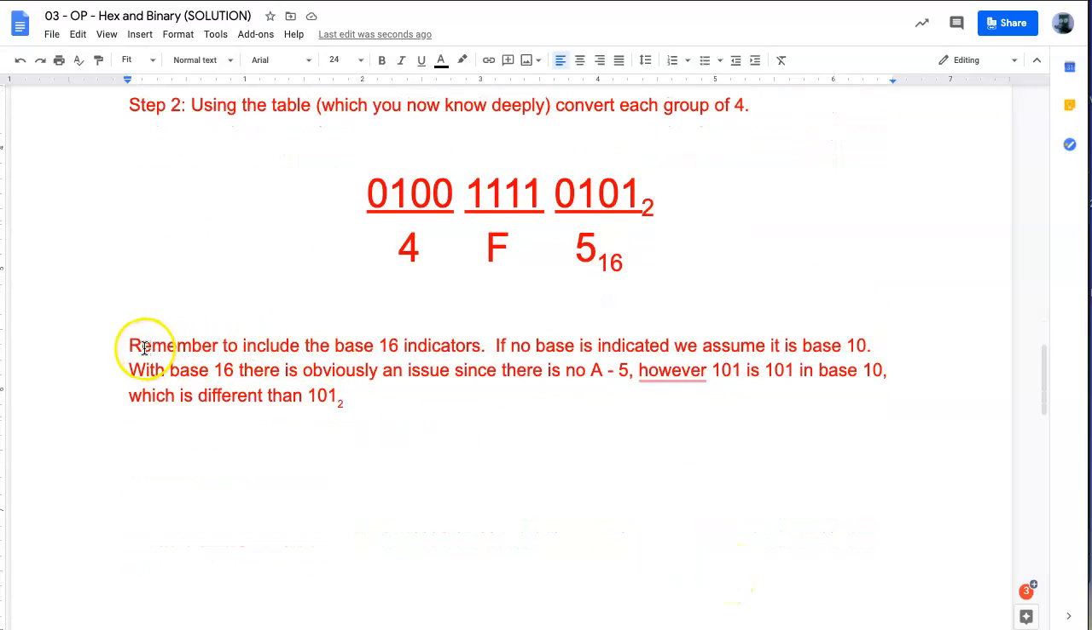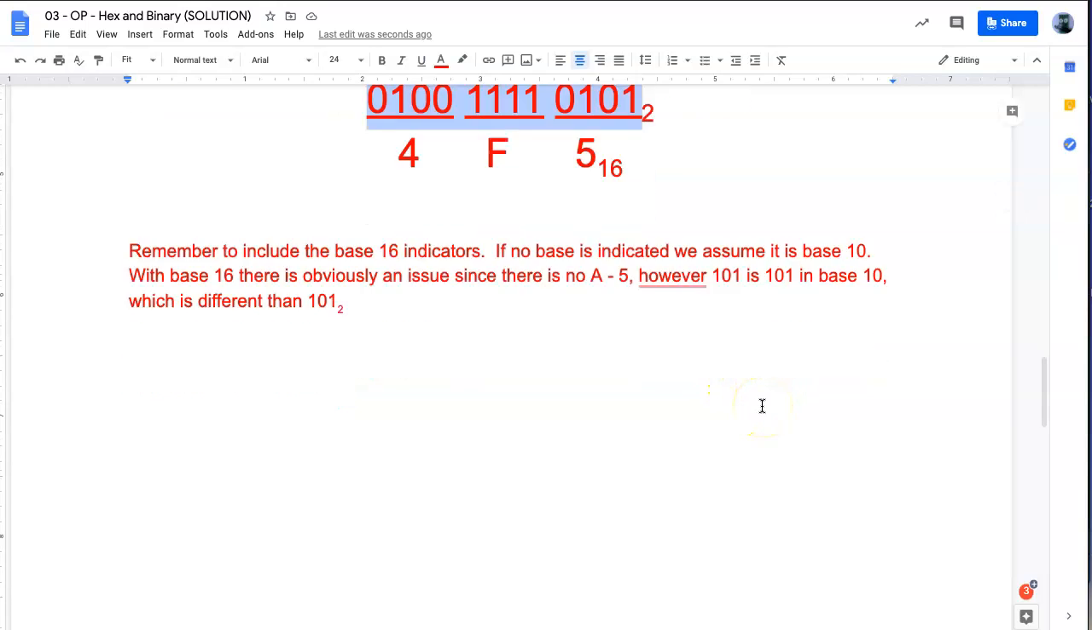And again here, like I said, remember to include the base 16 indicator. If no base is indicated, we assume it is base 10. With base 16, there's obviously an issue since there's no A. So if you write a base 16, someone will look at this and say, oh yeah, that's obviously base 16. But technically, if I gave you this value without that little sub 2 there, that could be thought of as a base 10 number, and it actually should be. And down here, we know 101 is very different than 101 in base 2.